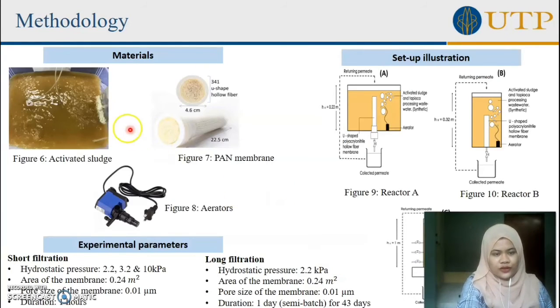And this is for the materials. This is the activated sludge that we cultivated just now and fed with some ingredients. Then this is the pen membrane, and this is the aerator. For the experimental parameters, we have two, which are short filtration and also long filtration. And these are the setup illustrations for reactor A, reactor B, and reactor C. Even though you cannot see clearly for reactor C, it is almost the same, except that the height is 1 meter, which is the longest among the 3 reactors.